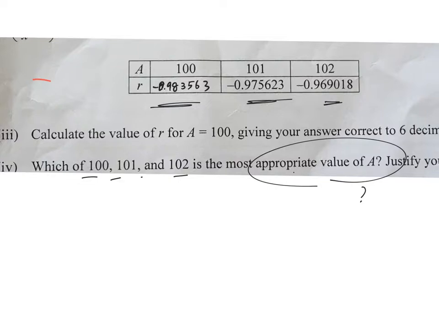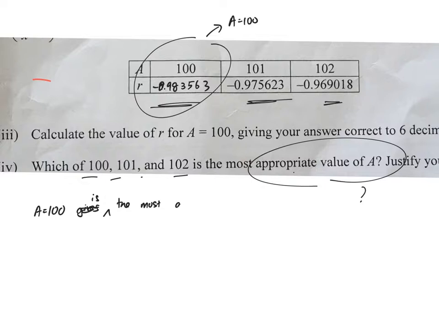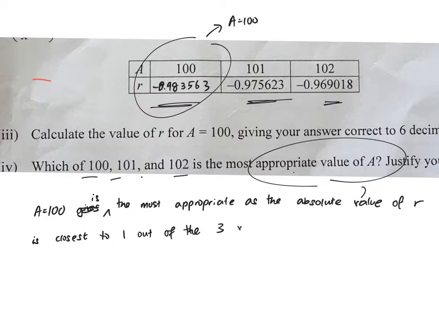You can see that when a is equal to 100, the r is close to 1. So when a equals 100, it is the most appropriate, as the absolute value of r is closest to 1 out of the 3 values given. So you must state that it's out of the 3 values given, because it may not be the most appropriate for all. Actually, in this case, comparing the 3, it is the best. So make sure that you also write this.